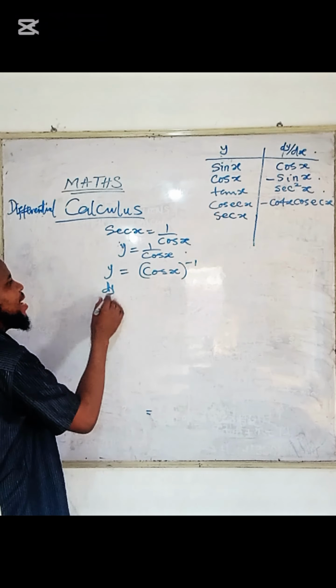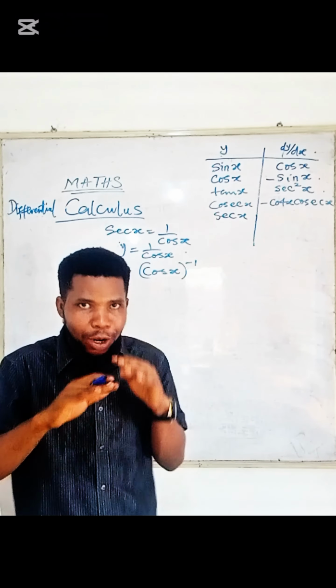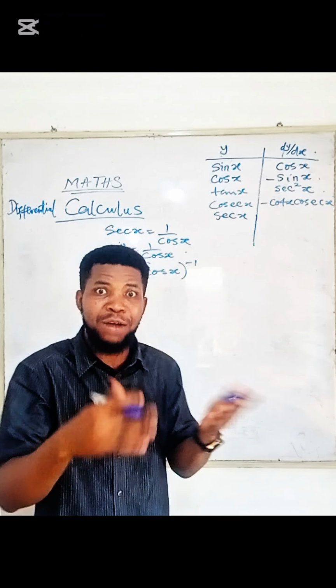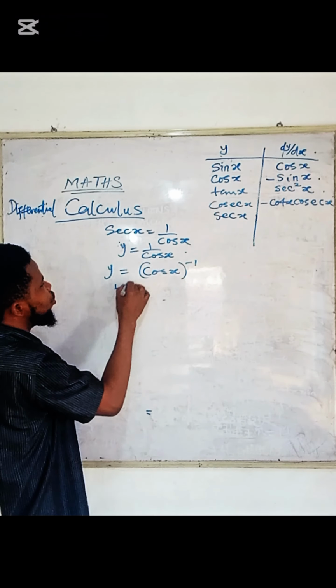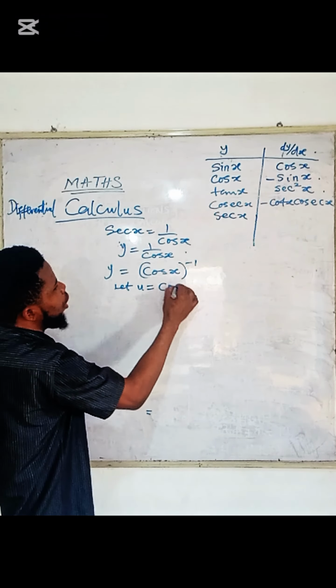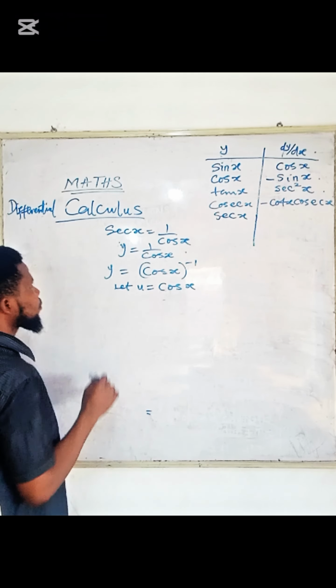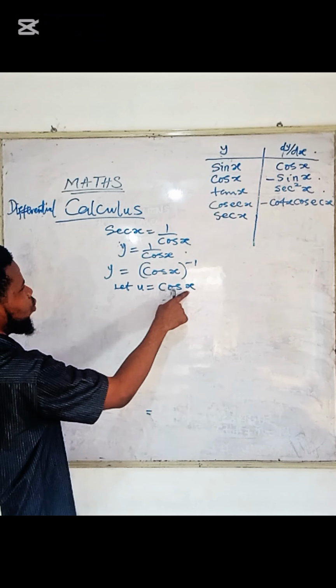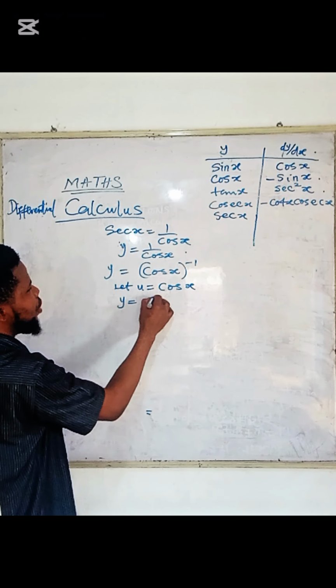So the Y, you know what? At this junction, I want to break it down. That thing I did before, I want to take it slowly now so that you can understand how to do it. So let U equal to cos S. Are you with me? So now this everything here is U. So Y is equal to U raised to minus 1.